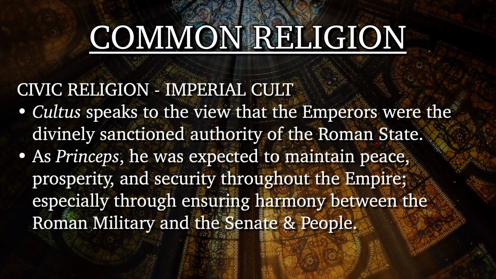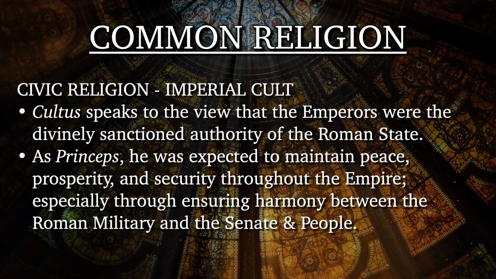He was also held as princeps, which we covered earlier, as the prince, the first citizen of Rome, the greatest citizen of Rome in essence. The emperor was expected to maintain peace, prosperity and harmony between particularly the Roman military and the Senate and people of Rome. So again, that whole Senatus Populusque Romanus, the Senate and people of Rome, was what the system of Rome was: this unity between the military and the Senate and people, which sometimes worked, sometimes very much did not.